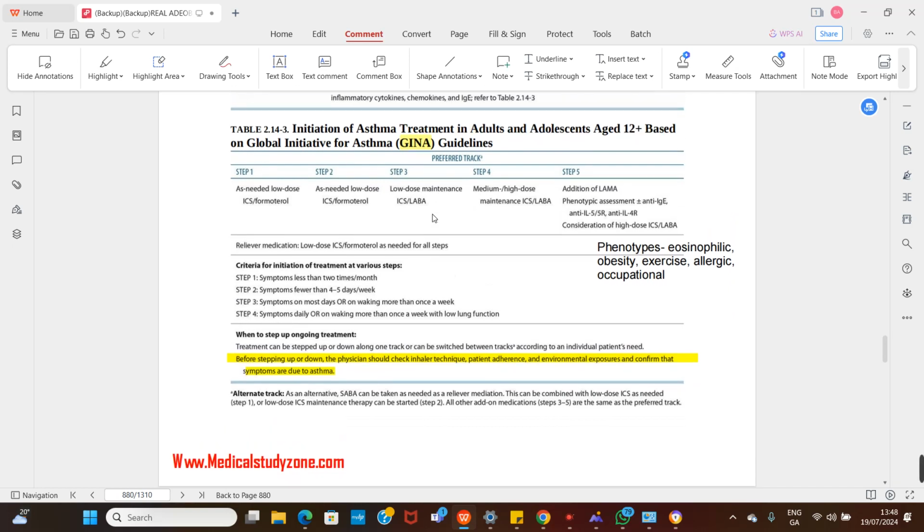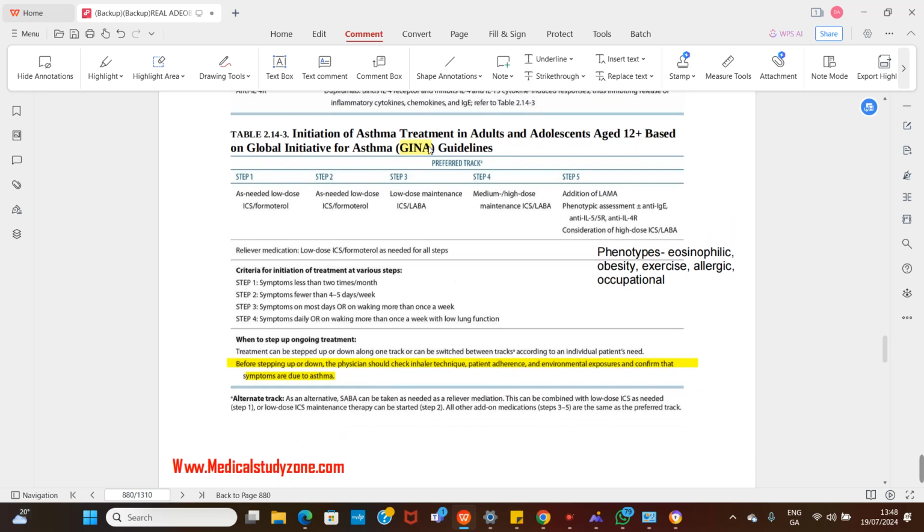So how do you treat? This is where they will wait for us. The GINA guideline is what we need to use. The first thing we have to do is just ask the patient, how many times do you have your symptoms in a month? Most of the time the question is going to give us that in the history.